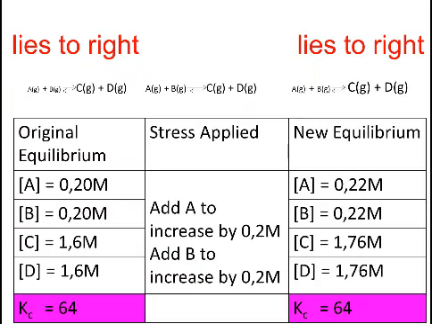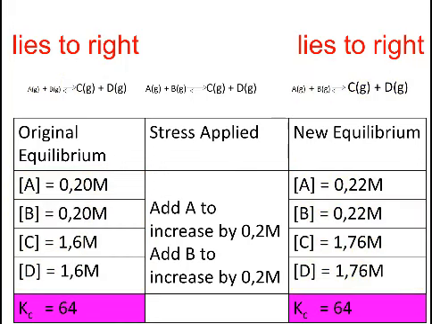So we can see over here in this reaction, the reaction actually lies to the right, both in the original and in the new equilibrium. Why? Because the ratio of product concentrations to reactant concentrations is in favor of the products. There are more products in comparison to reactants. You can see that in the data.